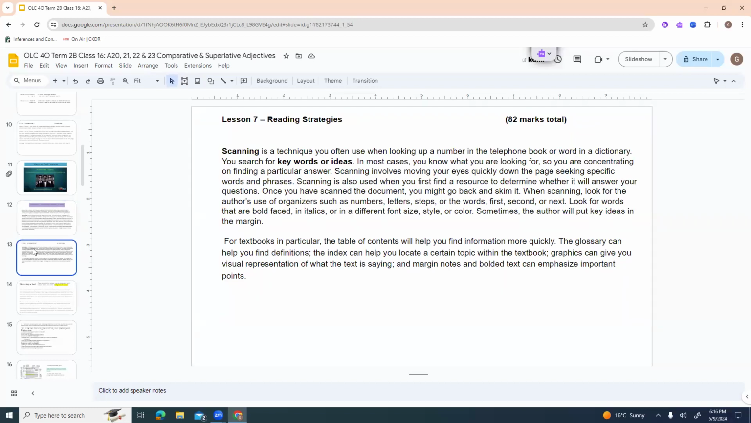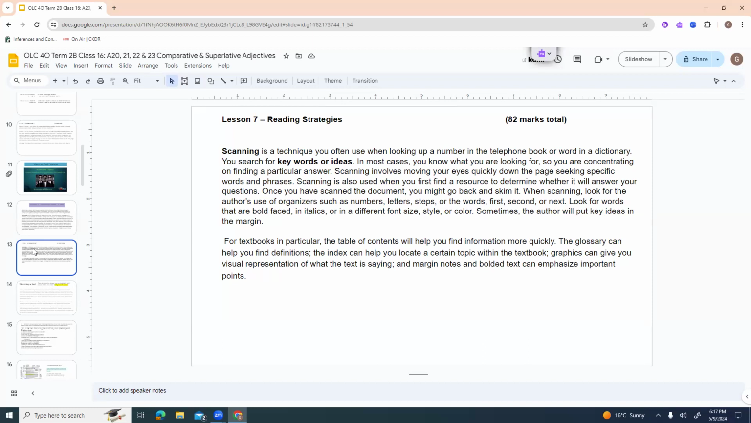Scanning is a technique you often use if you're looking up a number in the telephone book or a word in a dictionary. You're searching for a key word or a key idea. So you're not really even reading it. It's more like you've got a picture in your head of that word and you're just flipping through all the words really quickly looking for a match. And once you find a match, then you'd stop and read that area more deeply to see if that's what you were looking for.